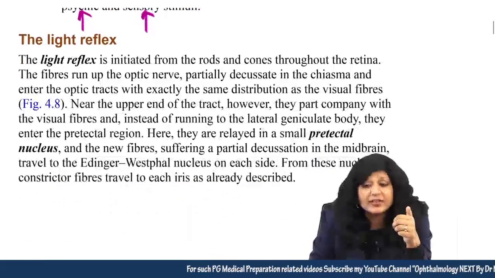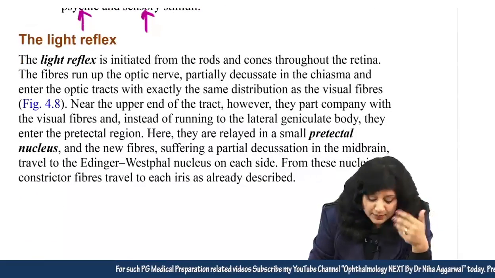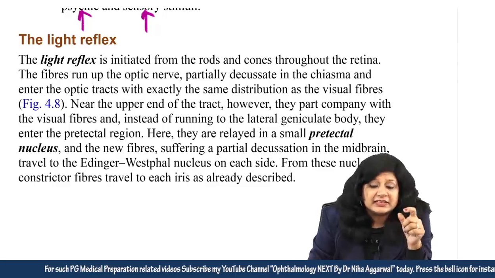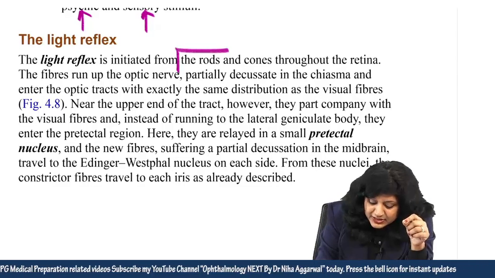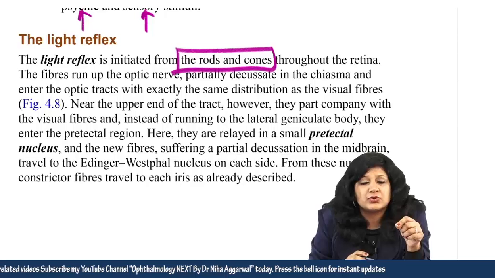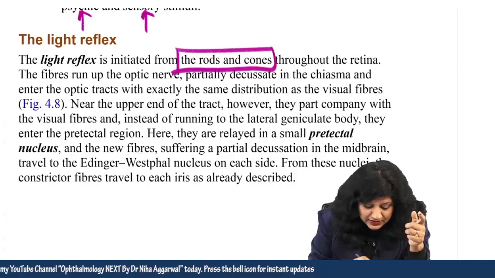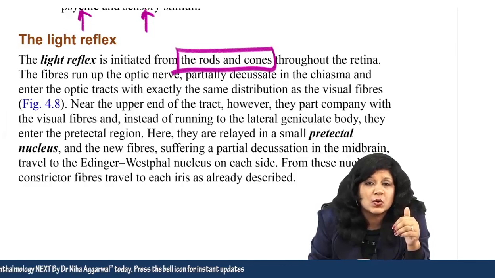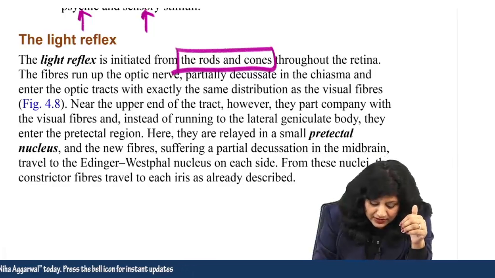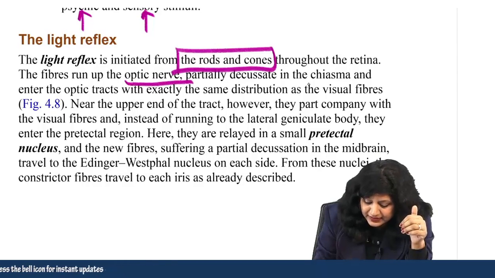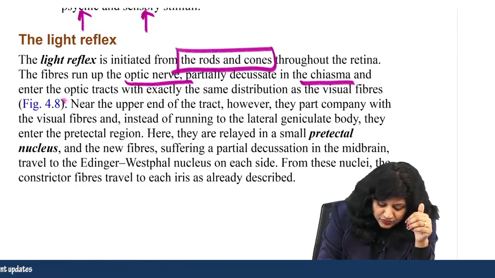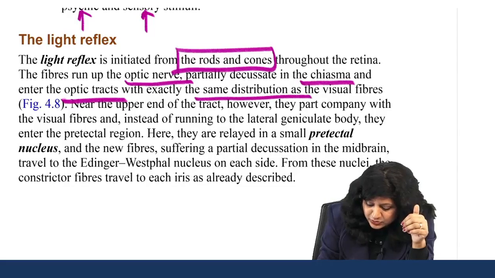Now another important thing is your light reflex. We'll talk about it in detail, that this light reflex is actually initiated from rods and cones. You know, they are the end receptors throughout the retina, and the fibers from these rods and cones will be going up into the optic nerve. They will be decussing in the chiasma. They will be entering the optic tract. Exactly the same distribution as we were having.